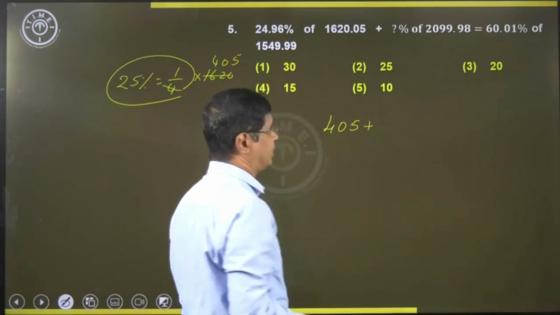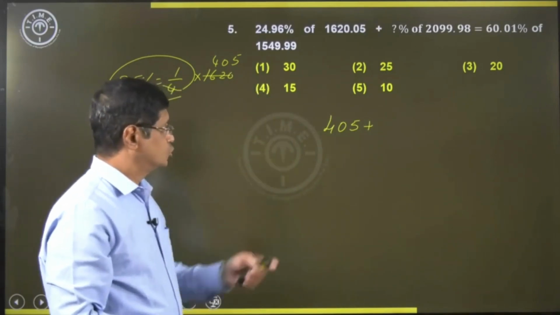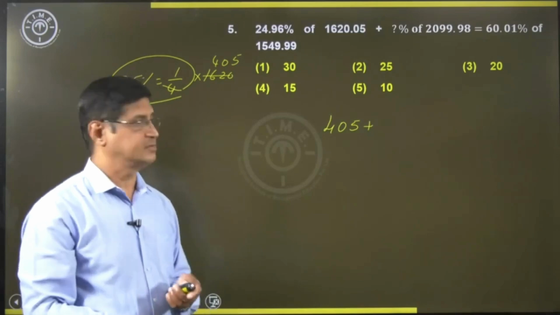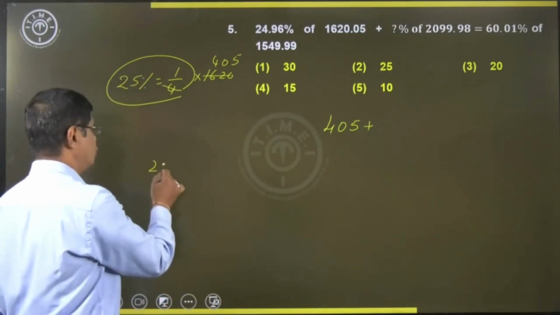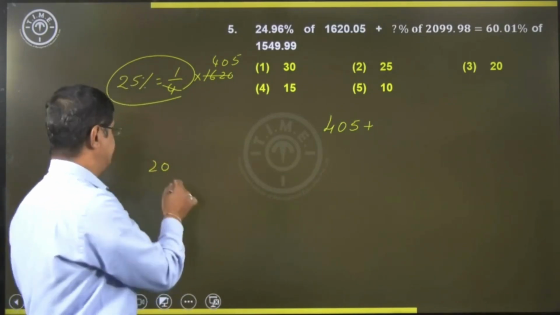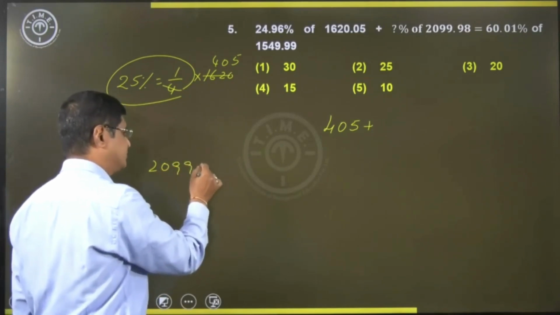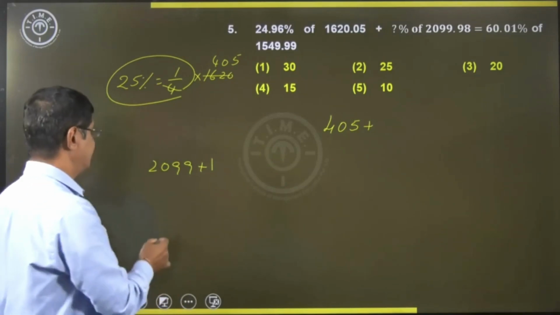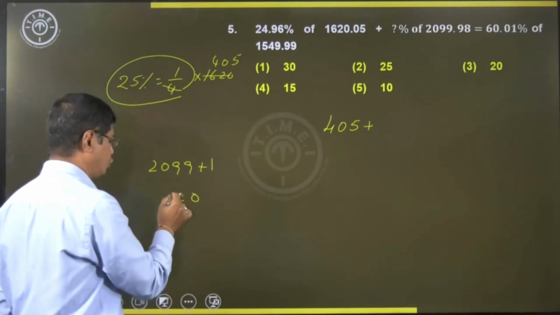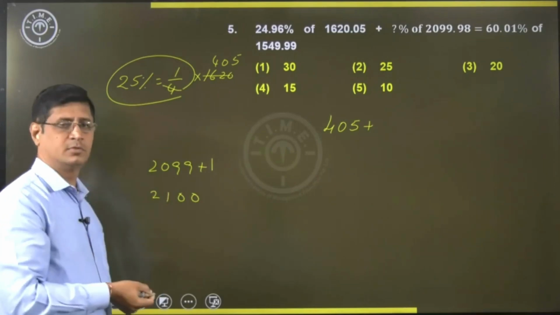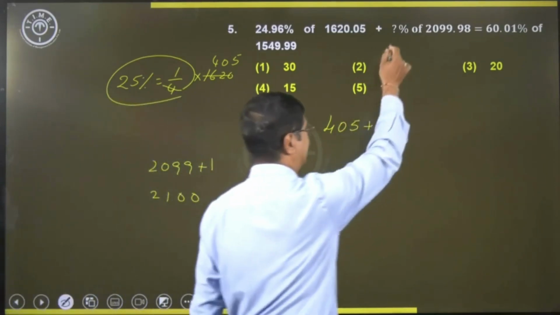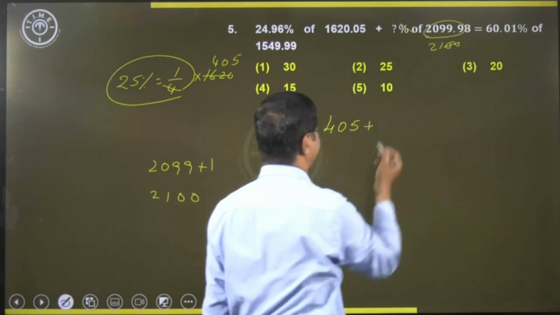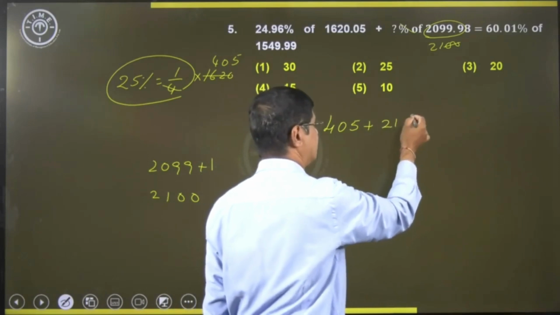What about the second part? Just observe. 2099.98 means here 2099 plus 1, because 0.99 means next value. So here what is the result? So 1 means 0, 0, 1 and 2. Okay, 2100. So percentage and 2100 means 0, so we can cancel. The result is 21. So 21, question mark to be found.